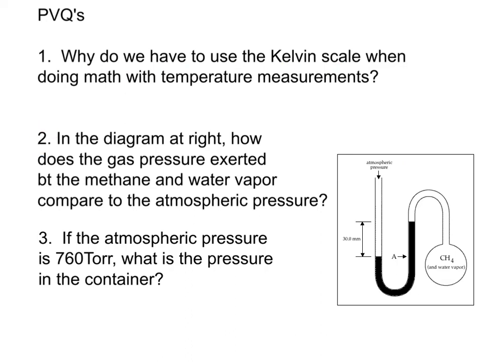And then questions 2 and 3 both go with this diagram. The first one's a general question. How does the pressure here relate to the atmospheric pressure? And then the follow-up question, if we know that the atmospheric pressure is 760 torr, so we have 760 torr here, what's the pressure in this container? So see what you can do with those, and we will go over them in class.